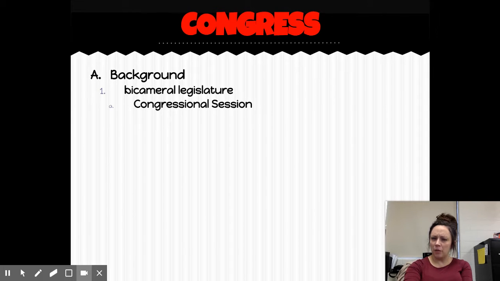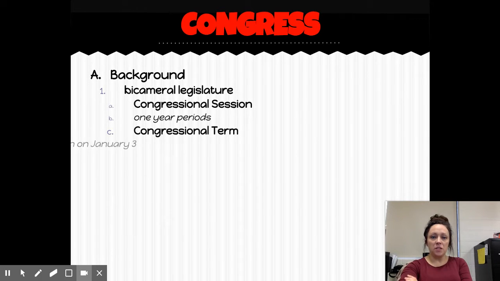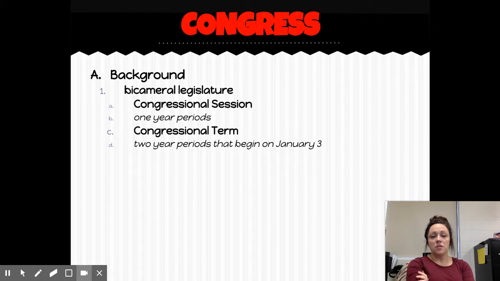This is a term you're probably unfamiliar with: a congressional session. You need to know that that is a one-year period that starts on January 3rd every year. So every year we have a new session. And then every 2 years we have a new congressional term. So every 2 years, all of our representatives are up for re-election, and only 1/3 of our senators are up for re-election. So every 2 years, that new election cycle, we have the beginning of a new congressional term.